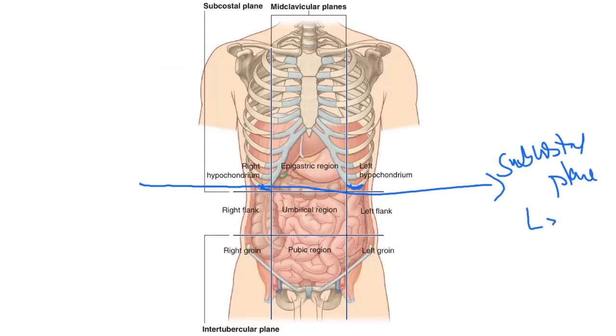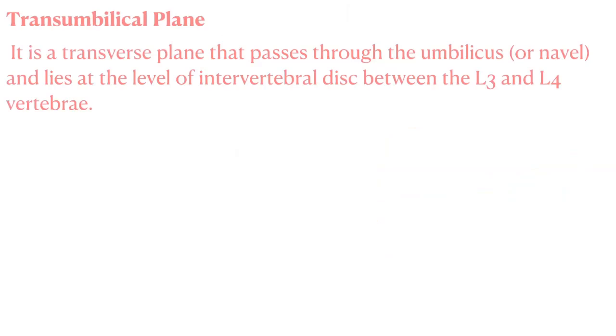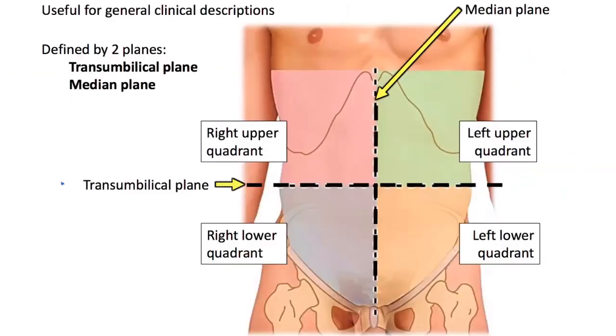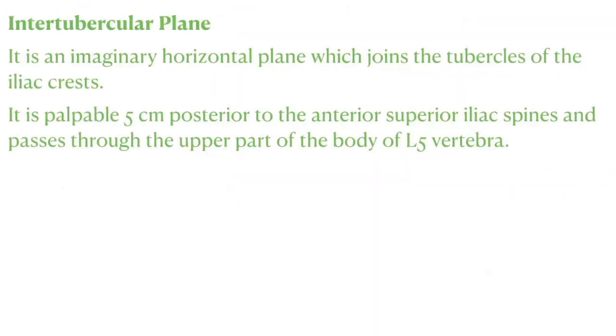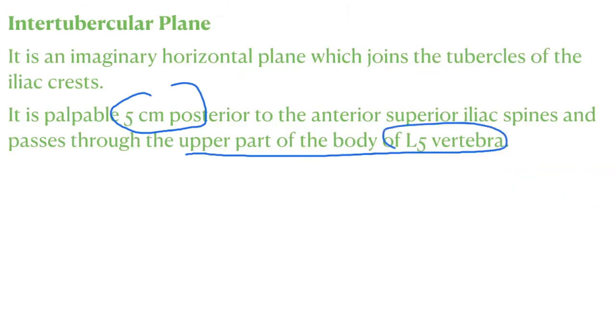Right, at L3. Transumbilical plane is a transverse plane that passes through the umbilicus and lies at the level of the intervertebral disc between L3 and L4. Intertubercular plane is an imaginary horizontal plane which joins the tubercles of the iliac crest. It is palpable 5 centimeters posterior to the anterior superior iliac spines and passes through the upper part of the body of the L5 vertebra.